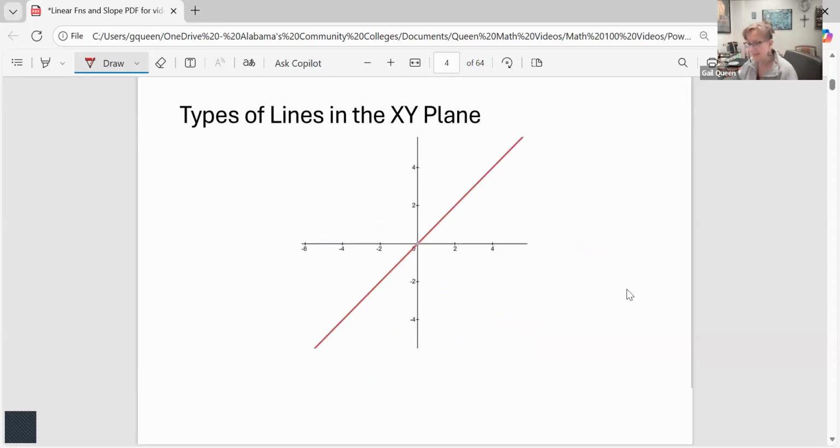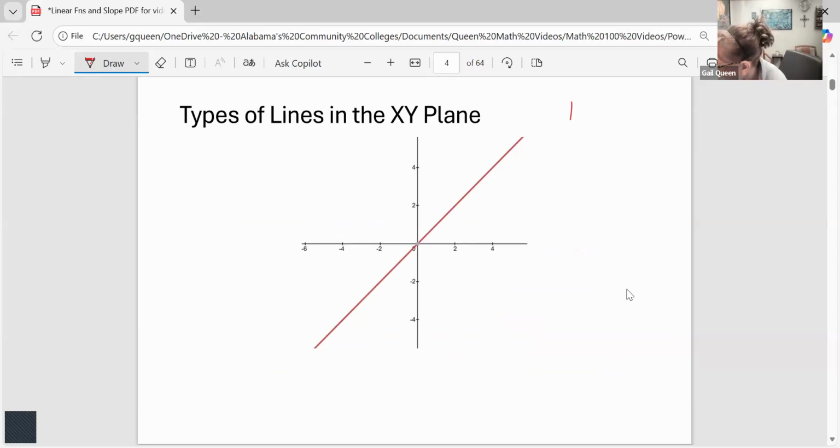Okay, now types of lines. When we're talking about a linear equation, we do graph them and get straight lines in the xy plane. There are many different kinds of lines. This particular line on the screen is going uphill from left to right. So let's talk for a minute about how we read graphs.